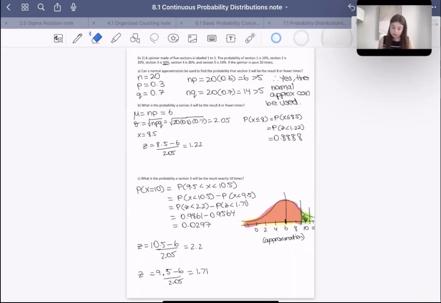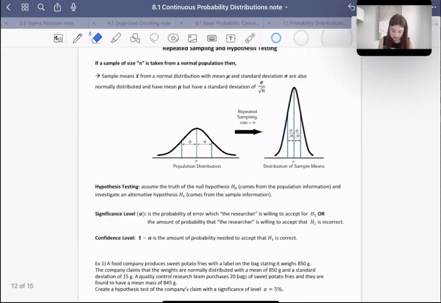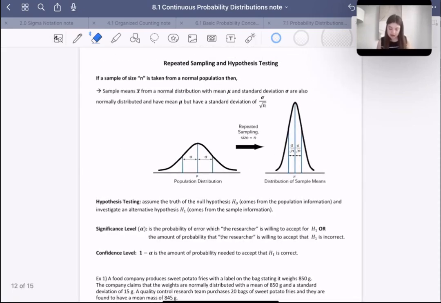All right, well, with that said, that is it for the normal approximation to the binomial distribution, which is a great topic. Next time, we're going to be talking about repeated sampling and hypothesis testing, which is very much a new topic that I don't think a lot of us have heard of yet, but we'll talk about it next day.